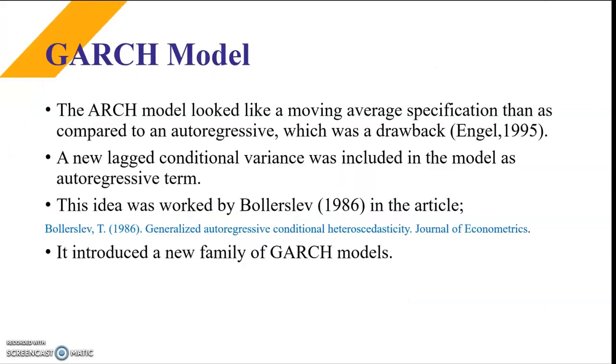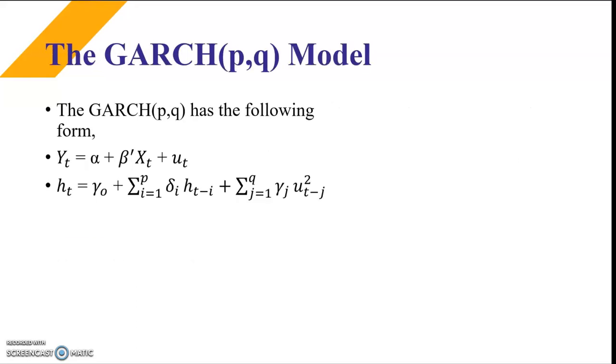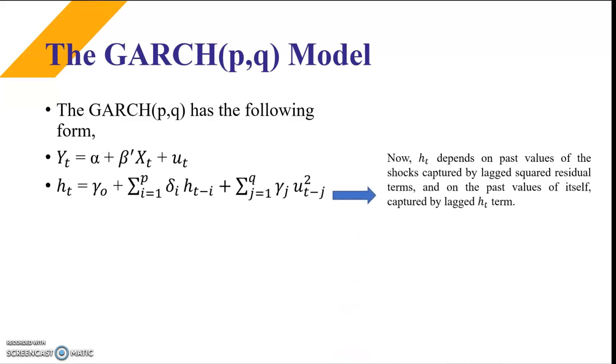Now the ARCH model looked like a moving average specification as compared to autoregressive, which was a drawback. A lagged conditional variance was included in the model as an autoregressive term. This idea was worked on by Bollerslev in 1986 in his article, which is given here, and it introduced a new family of GARCH models. This is the GARCH(p,q) model, and it has the following function.